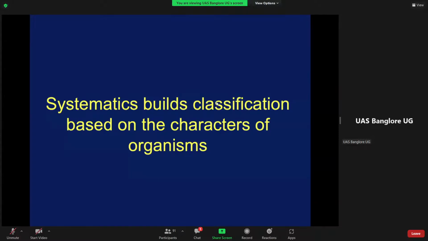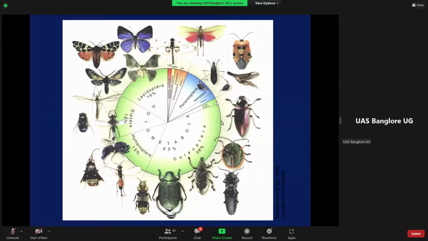So this is the diversity. We have the largest diverse group, the Coleoptera, at 38%. Then we have the Lepidoptera at 16%. Then we have Diptera, Hymenoptera, and other groups, Hemiptera at 11%. These are the big major orders. Coleoptera is the biggest, then Lepidoptera, Hymenoptera, Diptera and Hemiptera. So these are the five biggest orders, which are largely diverse.